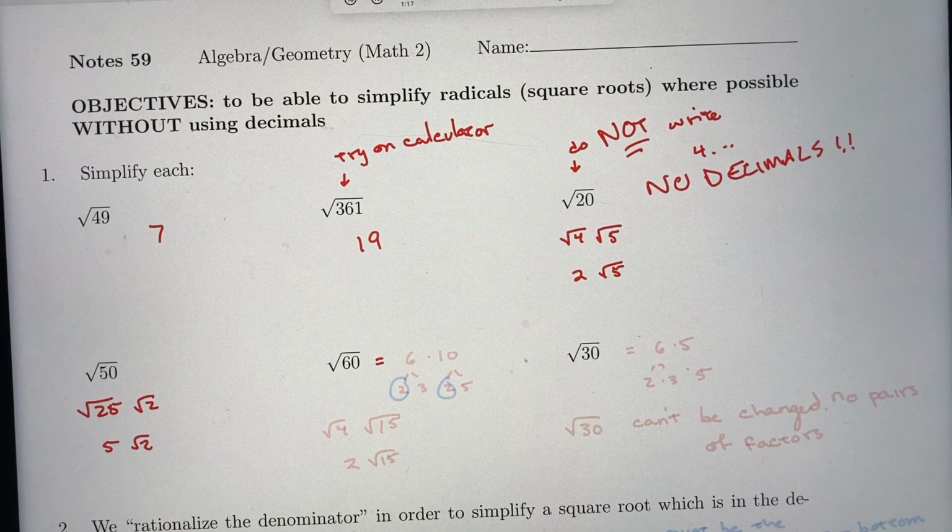If you can't figure out what perfect square you've got, what you do is just break it all down and then look for pairs. I see a pair of 2's. So square root of 4 and then square root of the leftovers, 3 times 5, 15. Two times 3 times 5 is not going to be fixable.